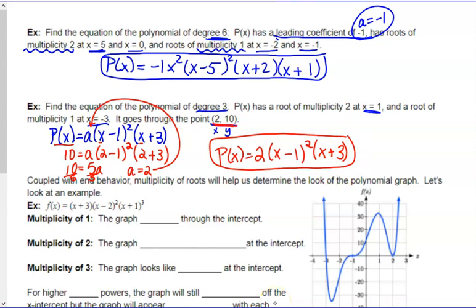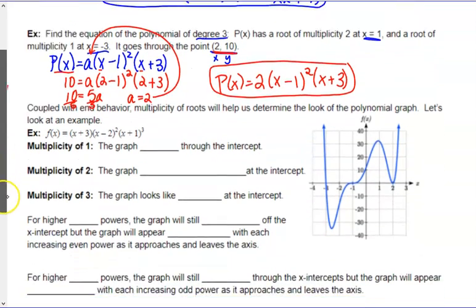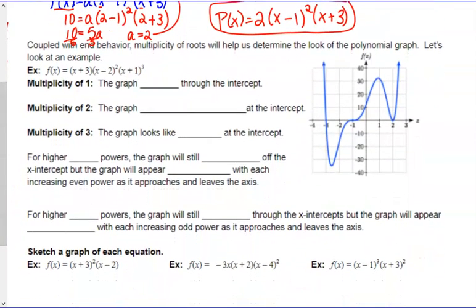All right, very good. So that's kind of going through the end behavior, how to find intercepts, how to go backwards and find that equation. Now, what if we have that equation? What's going to happen graphically for these polynomials that have higher powers bigger than 2? So, coupled with end behavior, multiplicity of roots will help us determine the look of the polynomial graph. Let's look at this example.